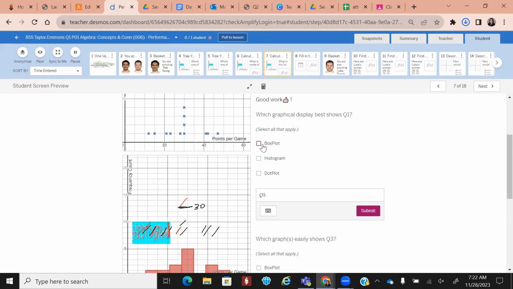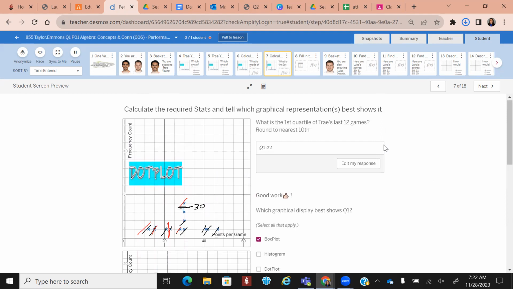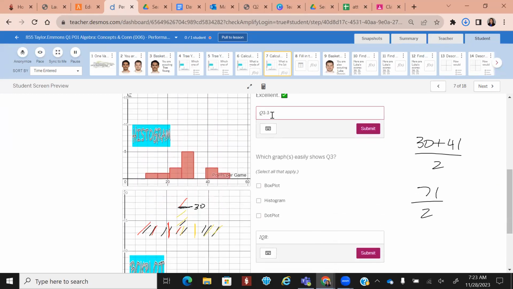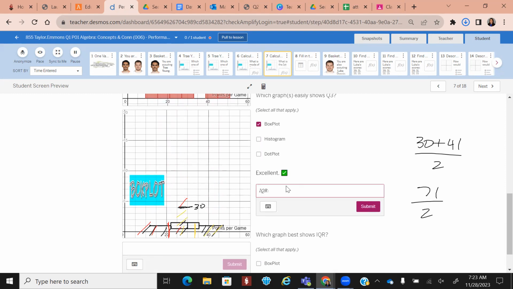Now, which one shows Q1 the best? Okay, good. What about Q3? Looking at this again, going on the right side, I'm gonna cross things off. So it's in between these two numbers, which is 30 and 41. So in order to find that out, I'm gonna add them together and then divide by 2. 30 plus 41 is 71, divided by 2, which is what? You say 13? 35.5. Made me nervous. Now, which one best shows that? The box plot?